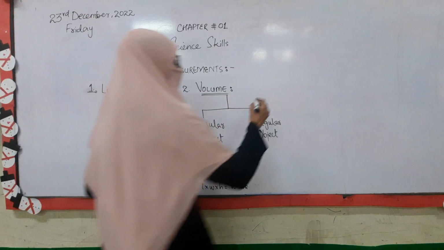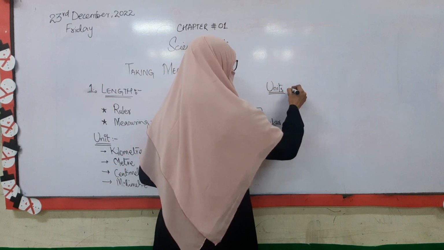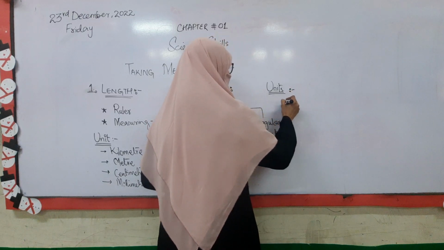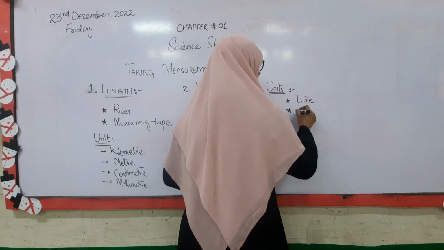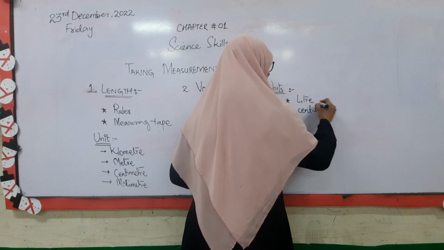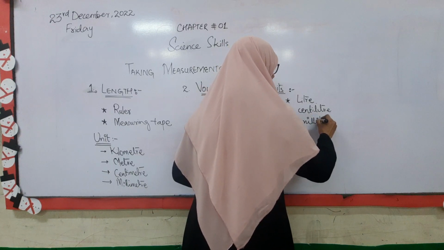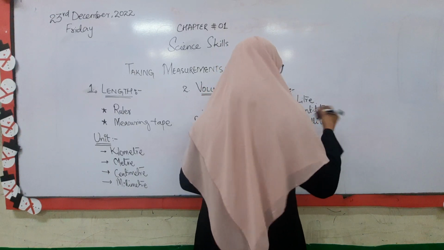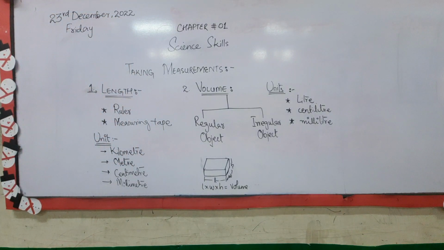The units of volume, if we talk about the units of volume, there are different units. Number one is liter, centiliter, milliliter. These are the different units with the help of which we can identify the volume of any liquid object.